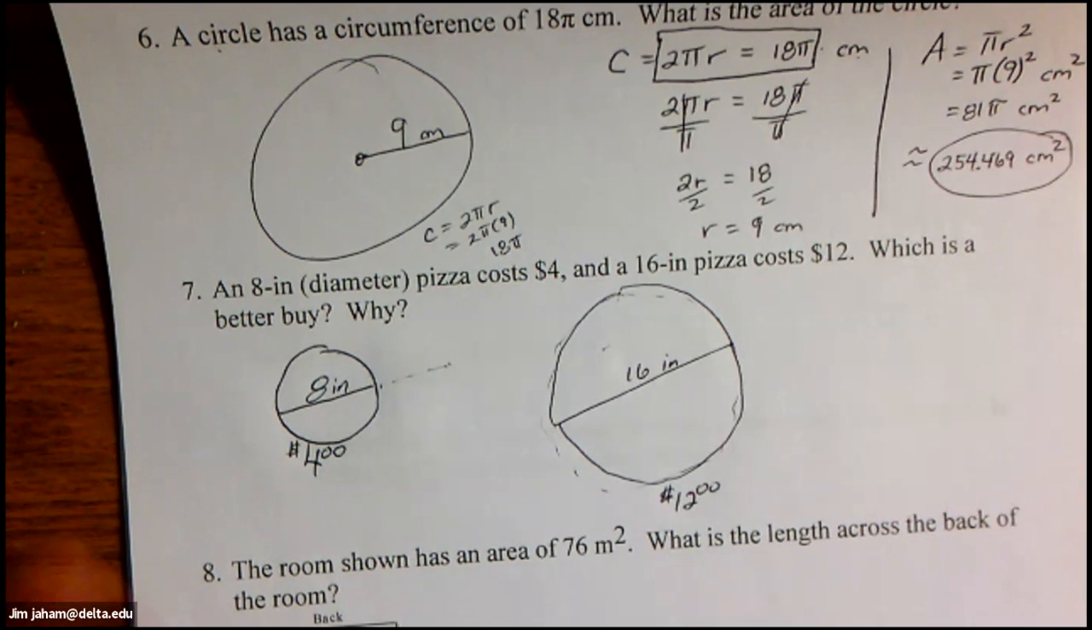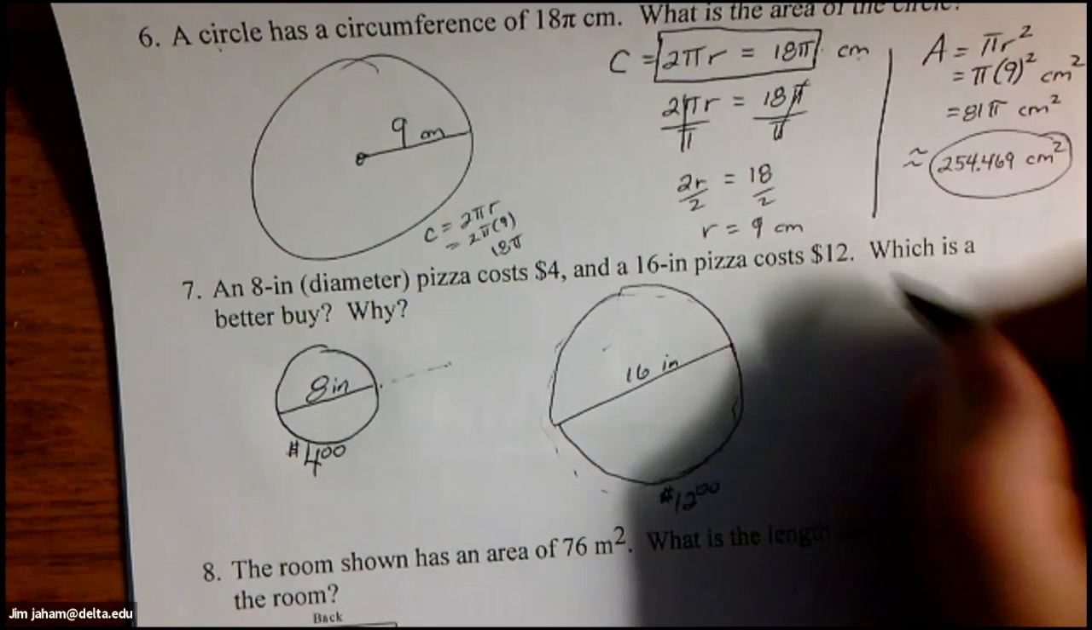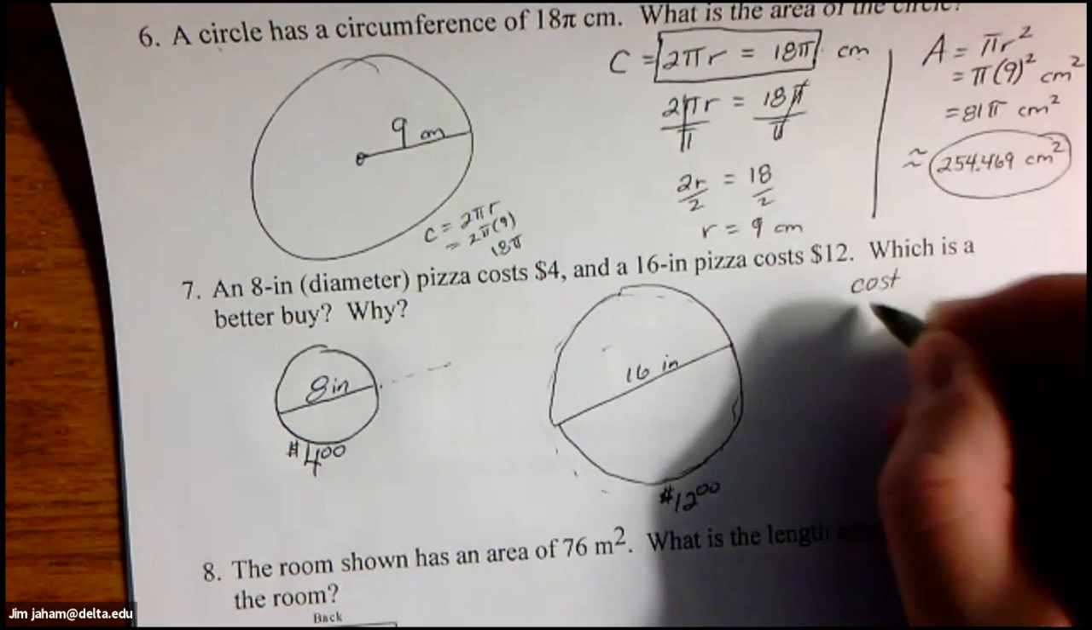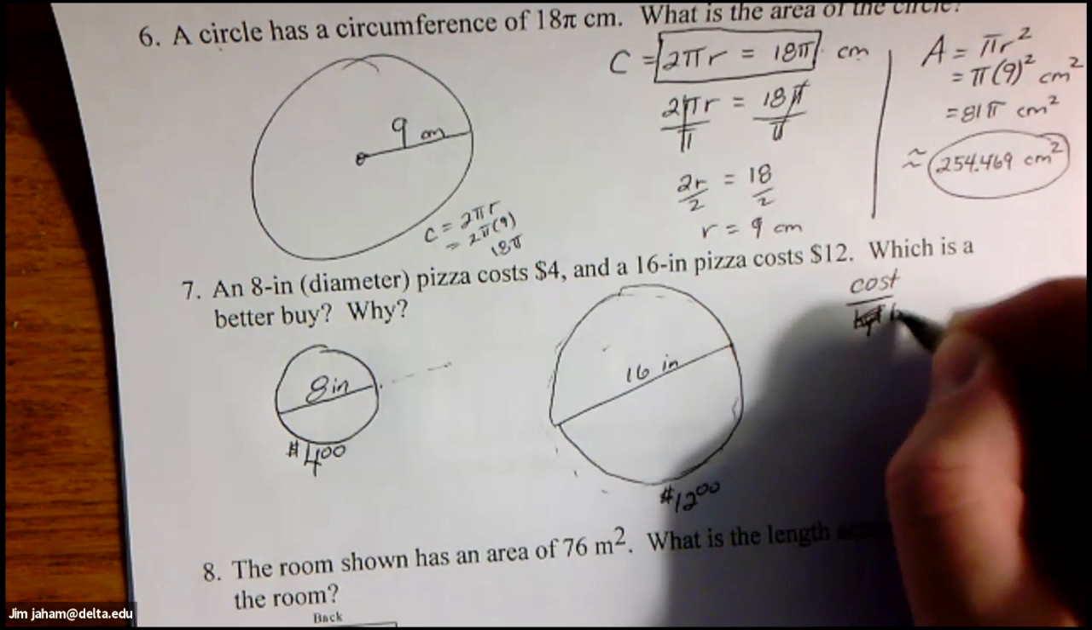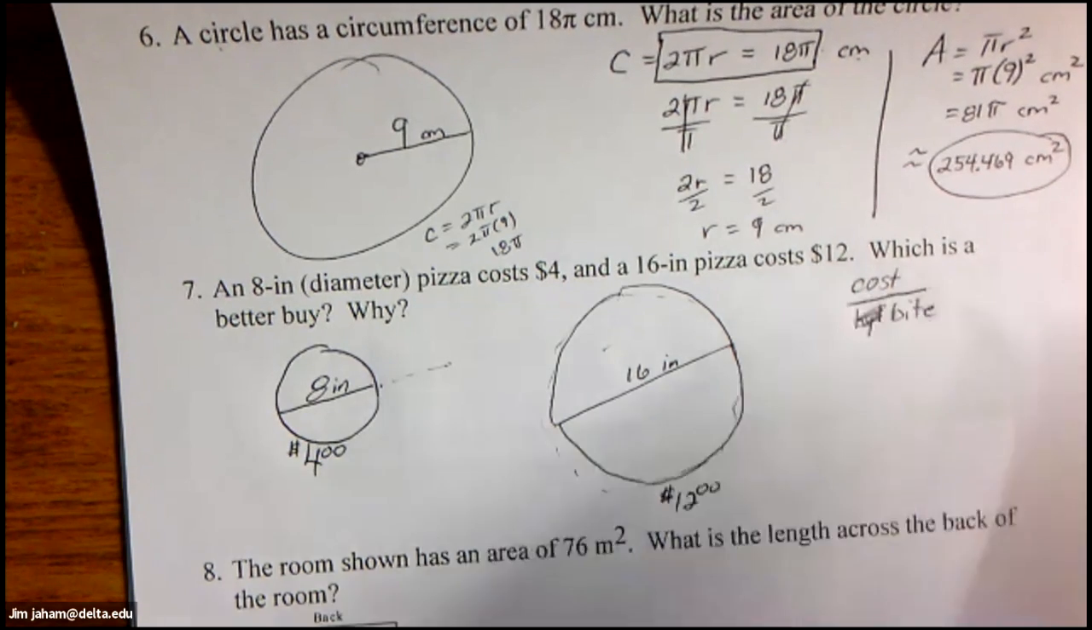Well, one strategy, it's the one that we used last time, is that if you can break it down to the cost per bite, then the pizza that has the cheapest cost per bite could be considered the best buy. Cost per bite.